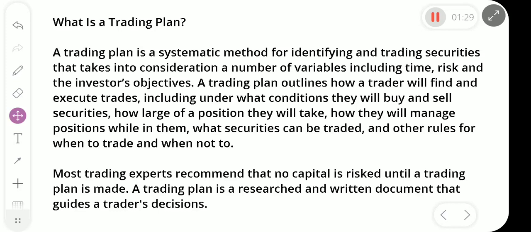A trading plan outlines how a trader will find and execute trades, including under what conditions they will buy and sell securities. As we go, guys, we're gonna see about this line, and I'm going to explain it. It also covers how large of a position they will take, how they will manage positions while in them, what securities or pairs can be traded, and the other rules for when to trade and when not to trade.